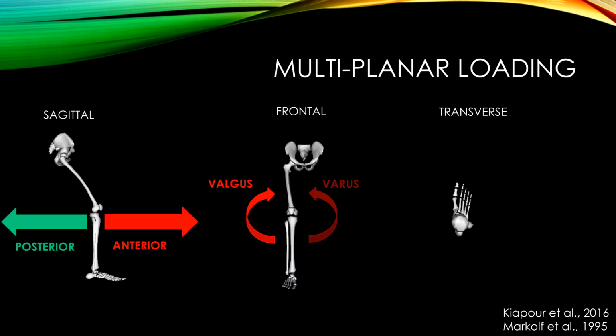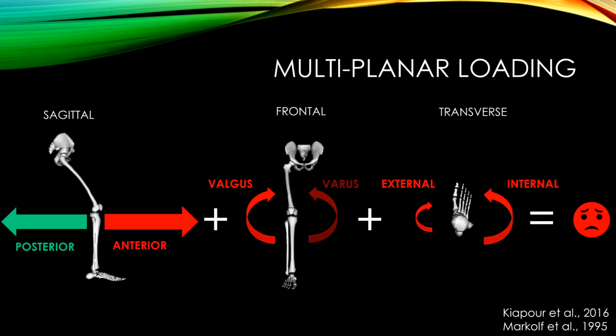In the transverse plane, the evidence suggests that external rotation will tend to load the ACL, but also that internal rotation loads the ACL, and it tends to load the ACL to a far greater extent than external rotation. So basically, if you combine these different loading types, so anterior shear force, knee valgus, and then either external or internal rotation, that's really when your ACL is particularly vulnerable.